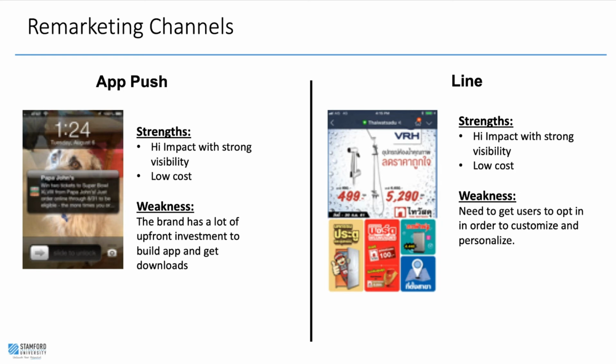And last but not least, Line. Line is also great because it makes a big impact on the home phone screen. The image, or the message when it comes as a Line message, is very easy to see. And it's also low cost. But again, the challenge is that a brand needs to get the users to opt in in order to customize and personalize it. Right, so those are four of the main remarketing channels.